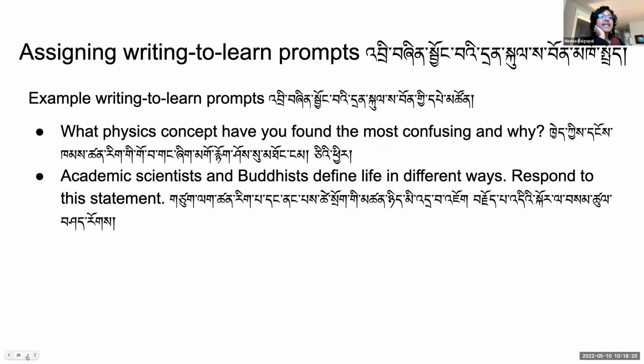So a couple of examples of these writing to learn prompts are these two. One is, what physics concept have you found the most confusing and why?